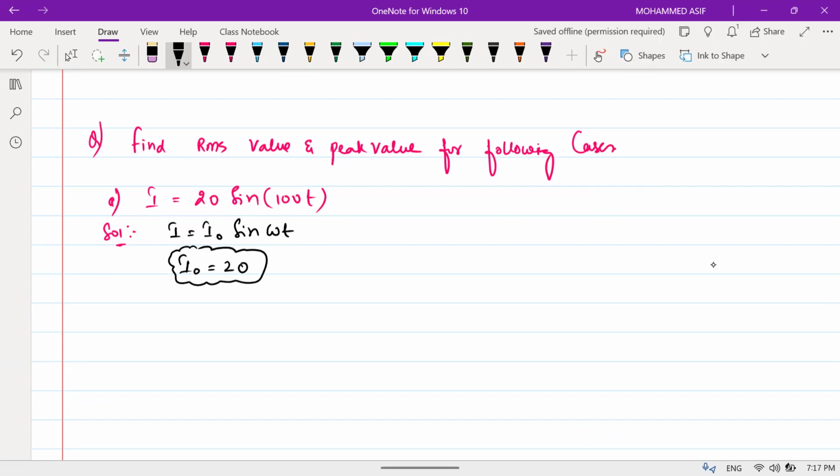Then what is the RMS value? IRMS is I naught divided by root 2. So it will be 20 divided by root 2. 20 divided by root 2 is how much? 10 root 2.